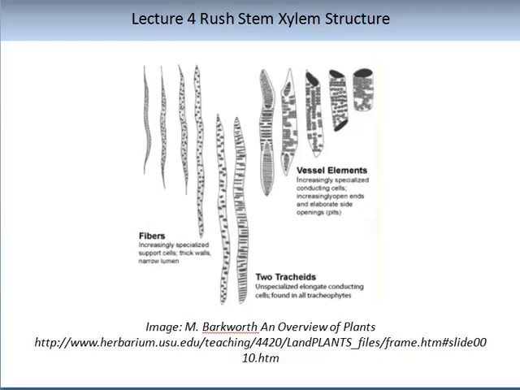There are a variety of variations of vessel elements and tracheids in the plant kingdom. The figure on the slide shows some vessel elements and tracheids from the rush stem. You can see how they look quite structurally different. A third component of the transport vessels are fibres. These are structurally specialized support cells. They have thick walls and narrow lumen.